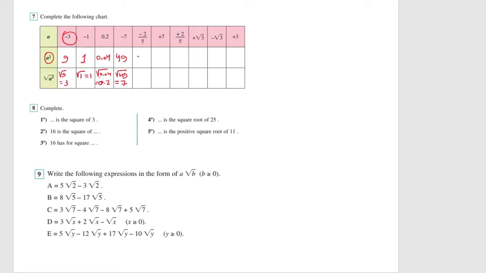Negative 2 over 5 when we square it becomes 4 over 25, I do the square. Radical 4 over 25, so let me write here radical 4 over 25 equals 2 over 5. 7, when you square it you get 49. Check. And radical 49 equals 7. False. 2 over 5, its square is 4 over 25. When you take the radical it will be 2 over 5 again.